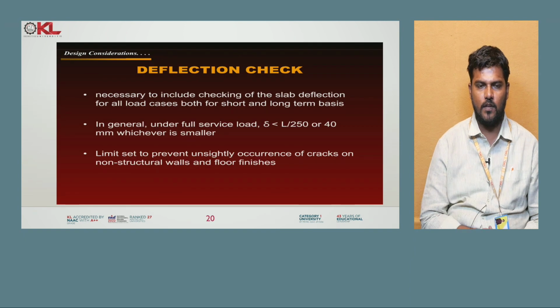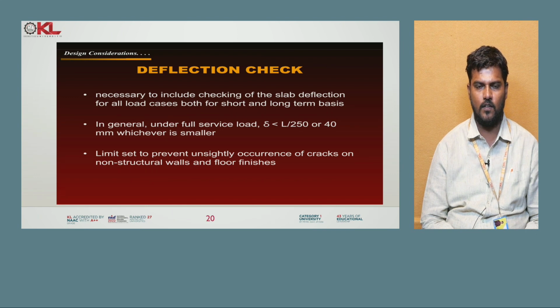Coming to the next one, the deflection check. It is necessary to include checking of the slab deflections for all load cases, both for short and long term basis. In general, under full service load, deflection should be less than L by 250 or 40 mm, whichever is smaller. The limit is set to prevent unsightly occurrence of cracks on non-structural walls and floor finishes.